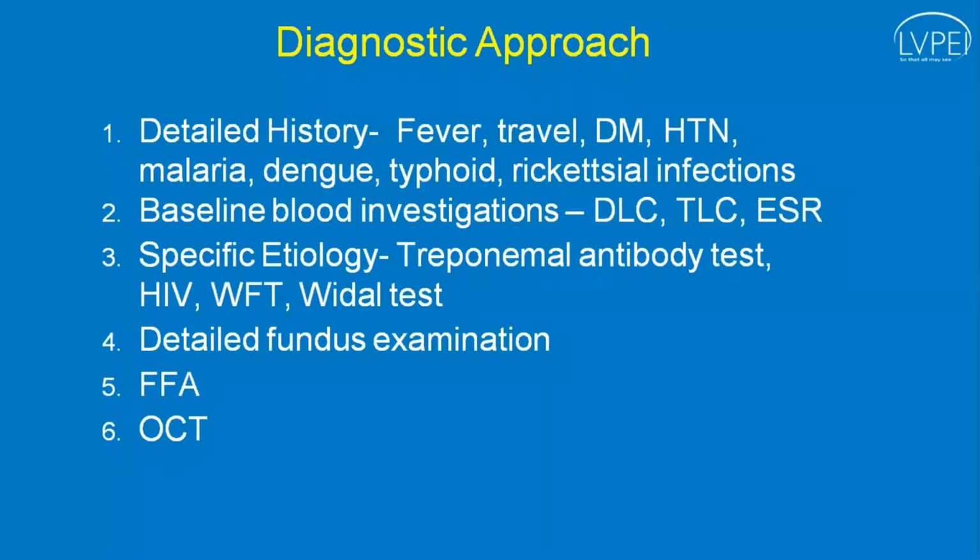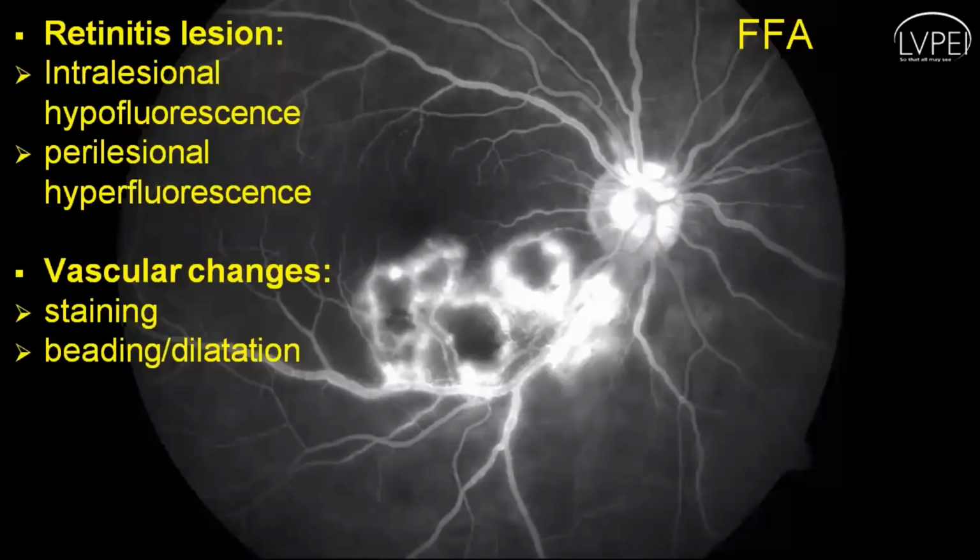So for diagnosing this entity, we need to take a detailed history of fever and travel, rule out diabetes and hypertension, perform baseline blood investigations, do serological tests for diagnosing a specific entity of infection, and do a detailed fundus examination, fundus fluorescein angiography and OCT as needed. On fundus fluorescein angiography, retinitis lesions typically present as hypofluorescent lesions with perilesional hyperfluorescence. Vascular changes in the form of staining, beading and dilatation may be seen.